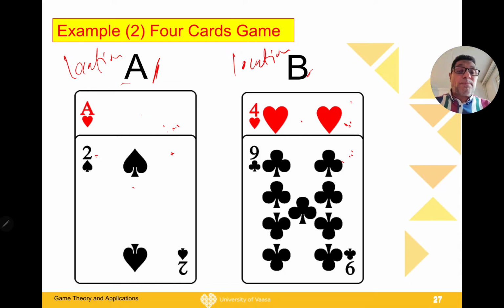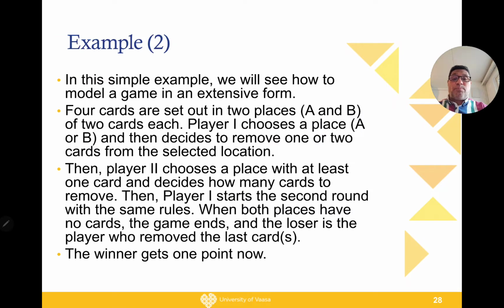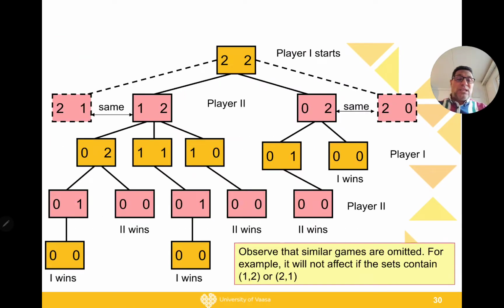Now, how could we build the payoff matrix of this game? First, we can put it in the extensive form. This will be the extensive form of this game. Let us explain it now. We can see here, as we explained, there are two locations where we have two cards and two cards. Now player 1 plays first.